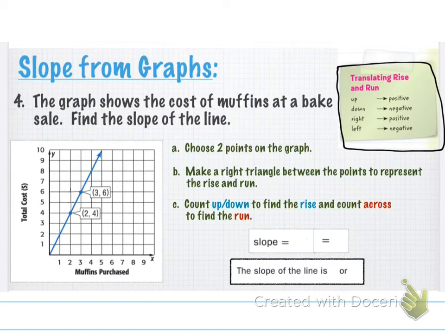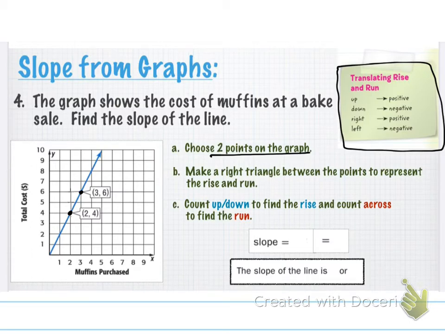Let's say we have this graph that shows the total cost and the muffins purchased. We have two points, (2, 4) and (3, 6). Let's see the slope between those two points. First, choose two points. We're going to pick those two points, (2, 4) and (3, 6). Then we're going to make right triangles between the two points to represent the rise over run. And this is what I mean by that.